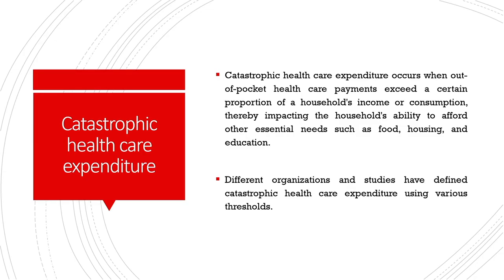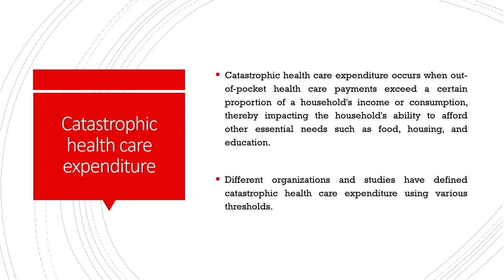Catastrophic healthcare expenditure basically occurs when out-of-pocket expenses, that is, expenditures that we make out of our own disposable incomes, without any support from insurance, social health insurance, or other public support programs, exceed a certain proportion of a household's income or consumption, and ultimately impact the household's ability to afford other essential needs such as food, housing and education. Then we will say that healthcare expenditure has taken the form of catastrophic health expenses.